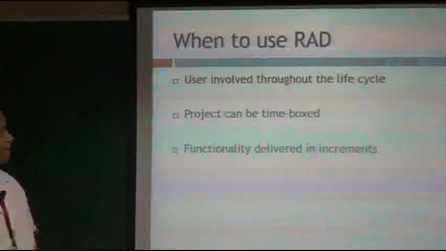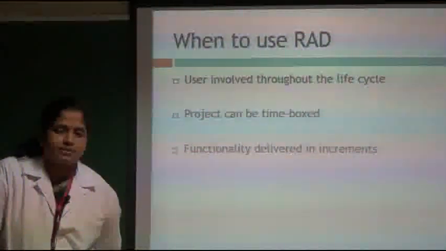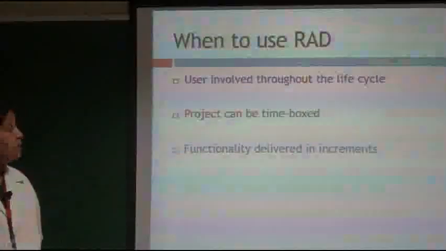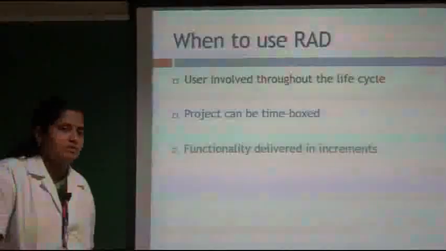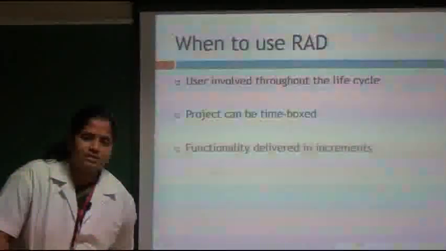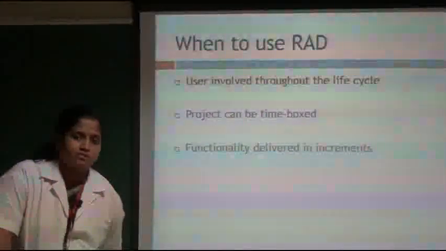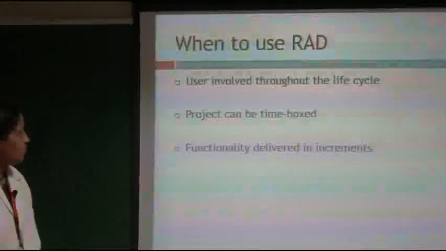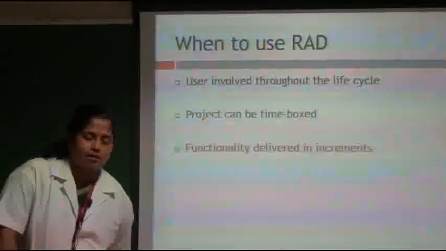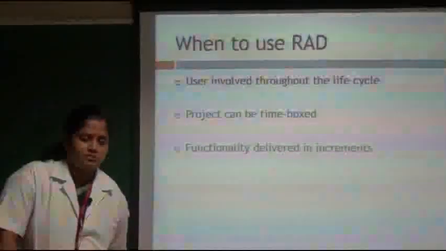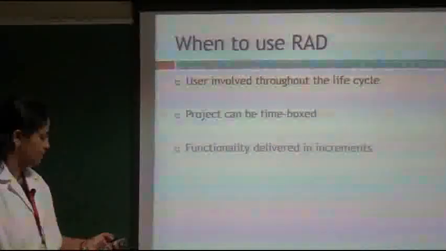When to use RAD? User involved throughout the life cycle. If a customer wants to sit with the entire project life cycle SDLC model, then you can go for the RAD model. Project can be time boxed. Time box means it's a kind of machine. Each time box consists of 4 to 6 weeks, and milestones or deliverables are fixed at the end of the time box. Functionality delivered in increments. So all the functions cannot be implemented at once. First level function, and it can be delivered in increments.